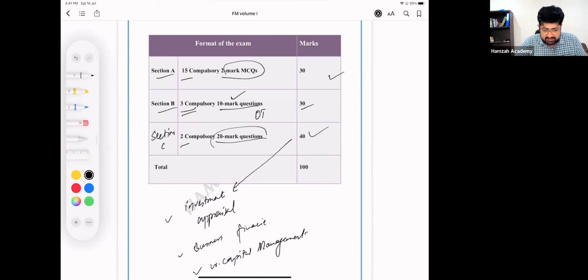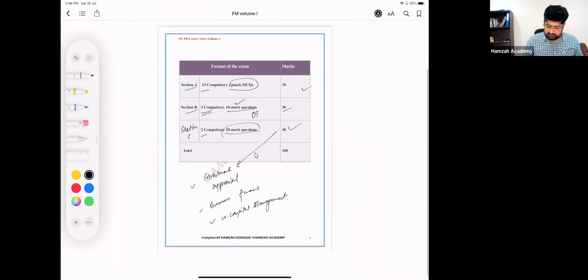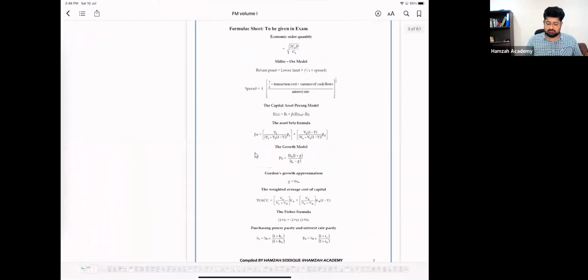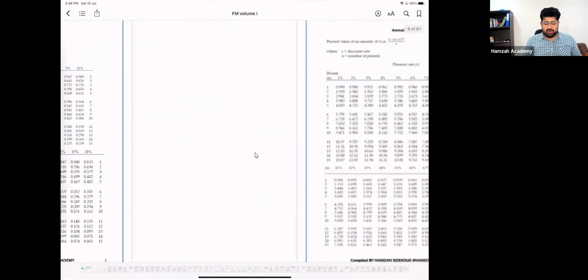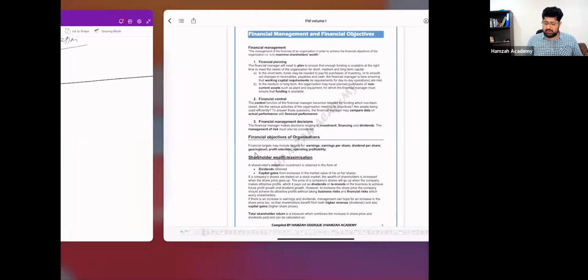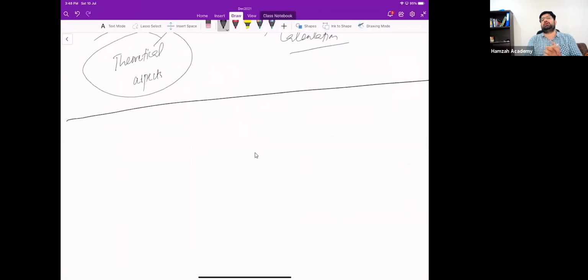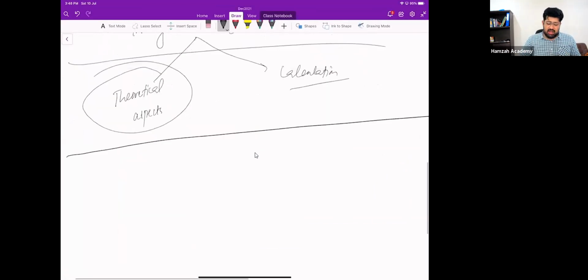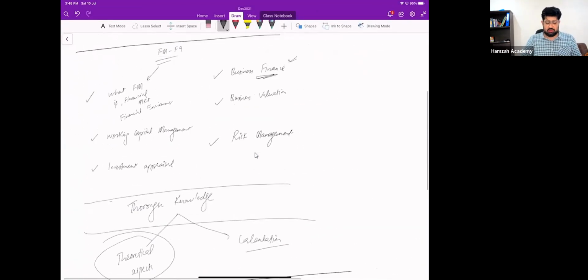Now, next. So let us proceed further. These are the formula sheets which will be provided to you in the exam. Students, how are we going to study? I will be starting my session with investment appraisal, the first topic.